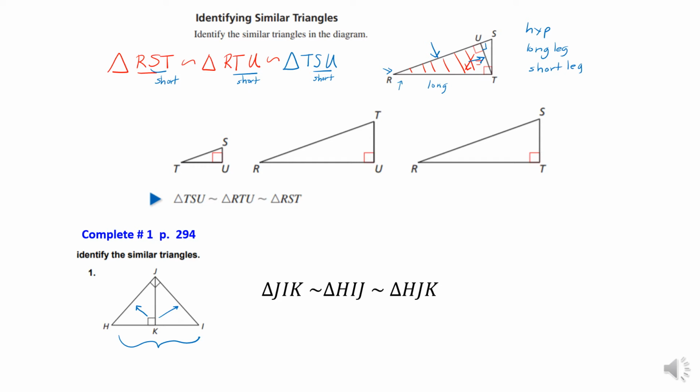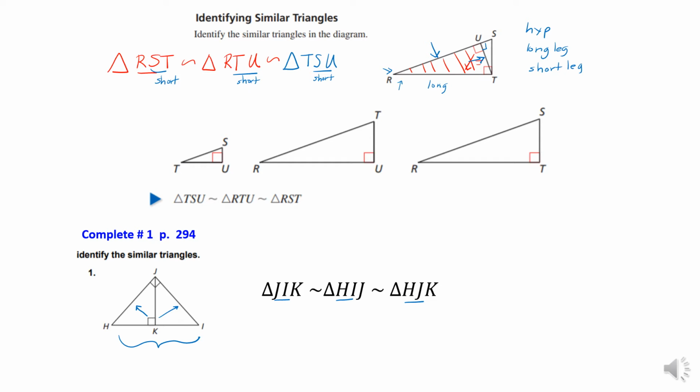So notice again, HI is my hypotenuse, and then for this one we have JH is a hypotenuse, and we have IJ is a hypotenuse. So we're in good shape.